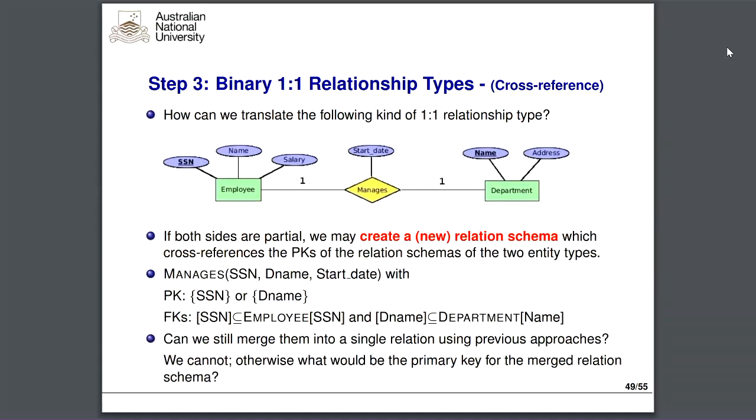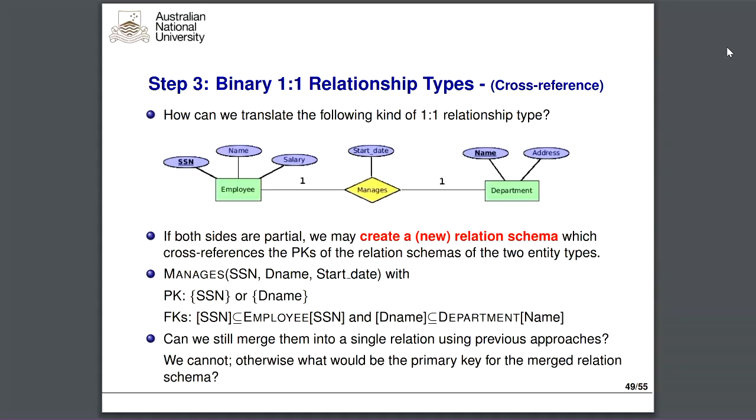So the third method is the cross-reference one. The cross-reference method is for partial participation. If both sides are partial, we may create a new relation schema which cross-references using the primary keys of the relation schemas, combined with foreign keys.